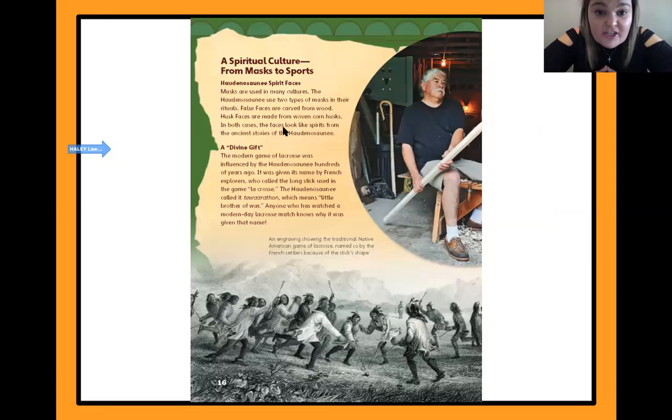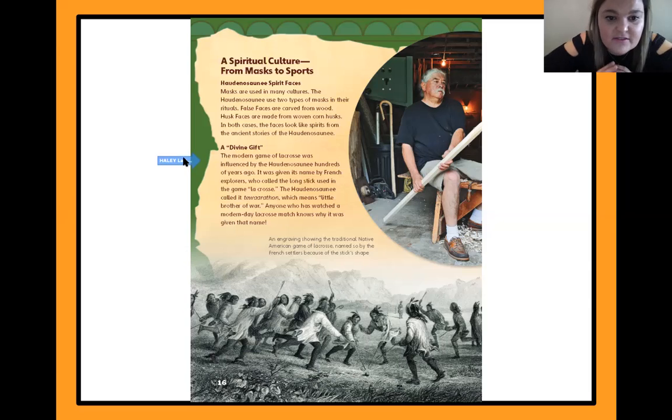So, a spiritual culture, from masks to sports. Haudenosaunee spirit faces. Masks are used in many cultures. The Haudenosaunee use two types of masks in their rituals. False faces are carved from wood. Husk faces are made from woven corn husk. In both cases, the faces look like spirits from the ancient stories of the Haudenosaunee.